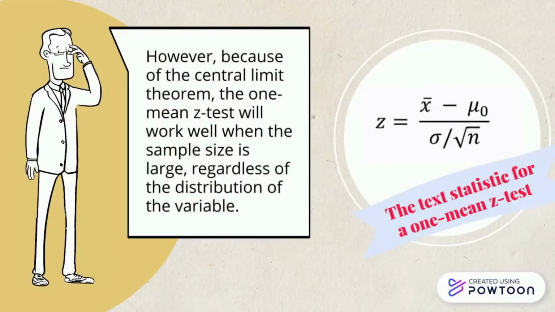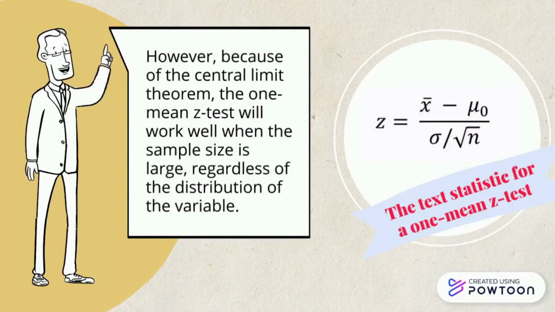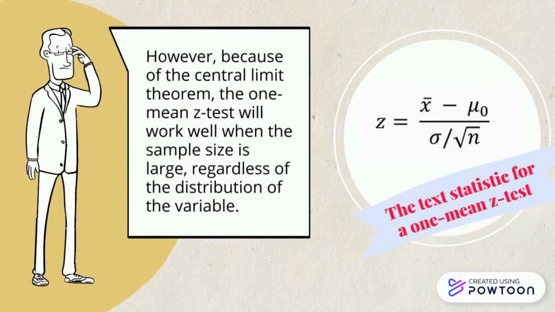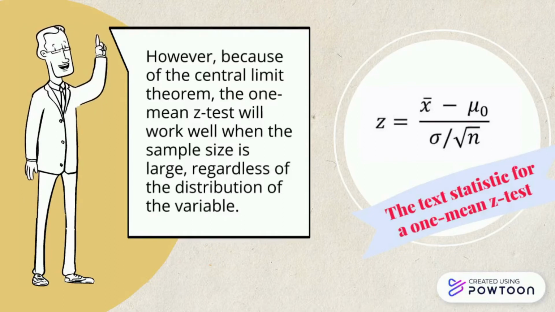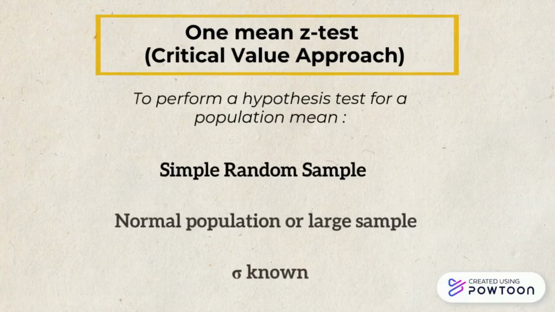However, because of the central limit theorem, the one-mean z-test will work well when the sample size is large, regardless of the distribution of the variable. The test statistic for the one-mean z-test is the sample mean minus the null hypothesis mean, divided by the standard deviation divided by the square root of the number of items in the sample. Next, the one-mean z-test critical value approach.